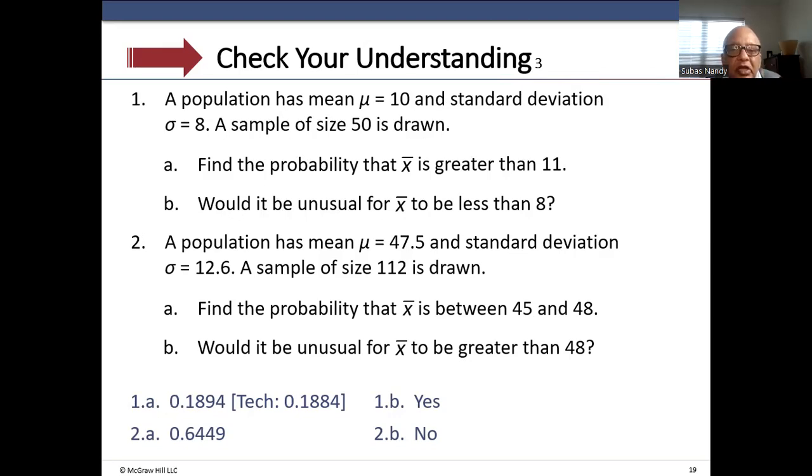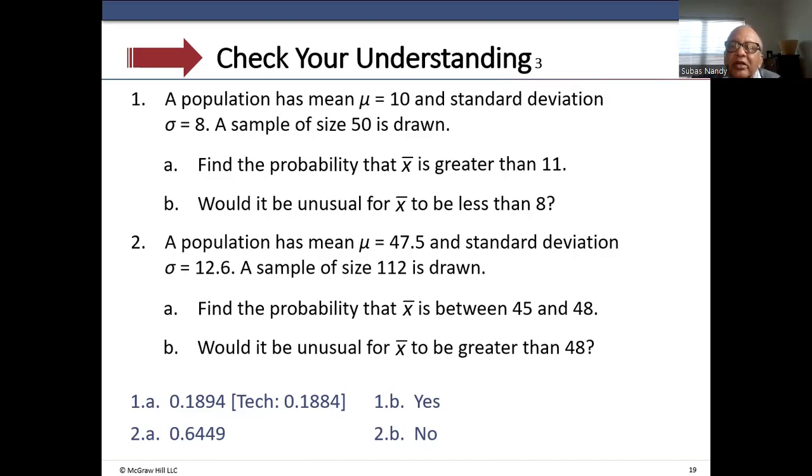Standard deviation is the standard deviation of the population divided by the square root of the sample size. So second x square, 112. Okay, paste, enter, and enter. And the answer is 0.6448 or 49. So there is a 64.4% chance or 64.5% chance that the mean will be between 45 and 48.